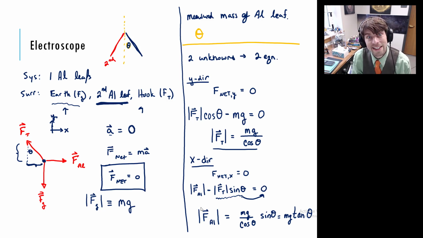And boom, we're done. By using the electroscope, knowing the mass of the aluminum leaf, and measuring directly the angle, we can infer the force that the second aluminum leaf exerts on the first. Okay? Now we have that idea. Now it's just a matter of repeating the experiment.